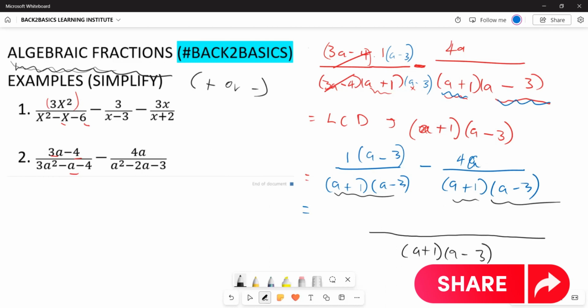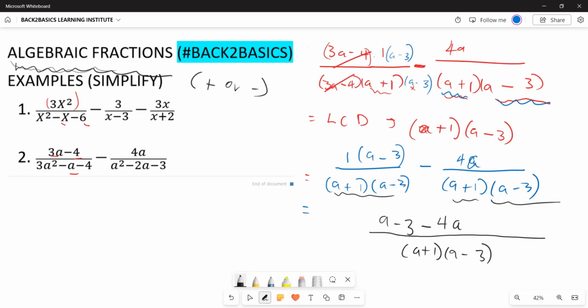Now you solve your numerator. So this is going to be a subtract 3, because 1 multiplied by this is still going to be the same thing, subtract your 4a. Now is there anything that you can actually do here? Look, now if you can solve this, let's see. What is it that you can do? Now let's solve this. So what you're going to have, look, a subtract 4a. This is going to be negative 3a minus 3 over your a plus 1 and also your a subtract 3.